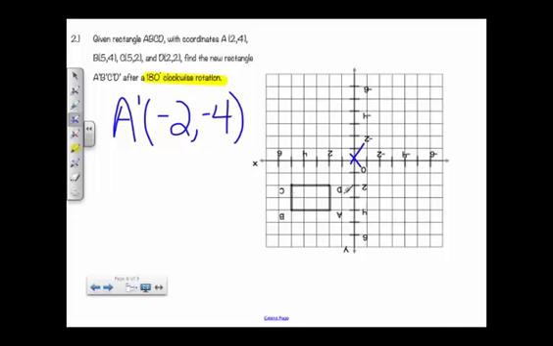I actually want you to press pause and try to see if you can get these on your own, and then go ahead and press play when you're ready to go, and you can compare your answers with mine.